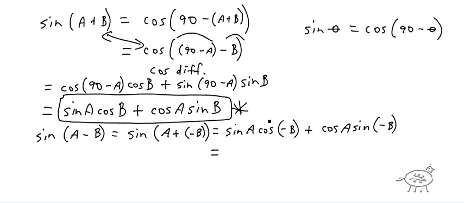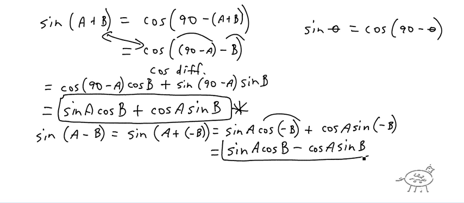Remember, cosine is even. So that just becomes sine of A cosine of B. And sine of negative B, remember when it's sine of a negative angle, that's negative sine of that angle. So it's minus cosine of A sine of B. That is sine difference. Two important formulas that you need to know.